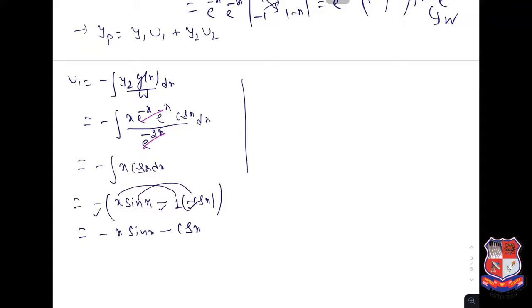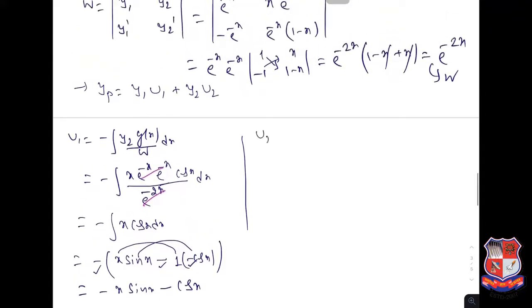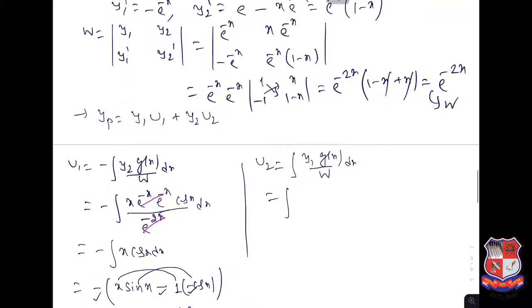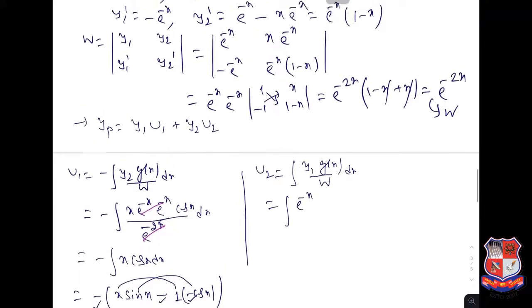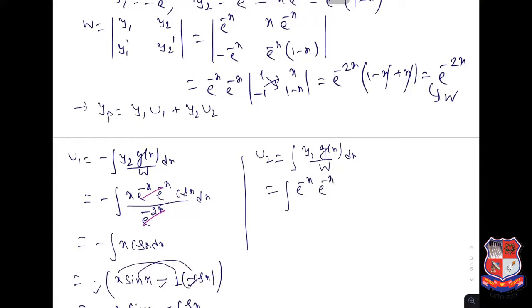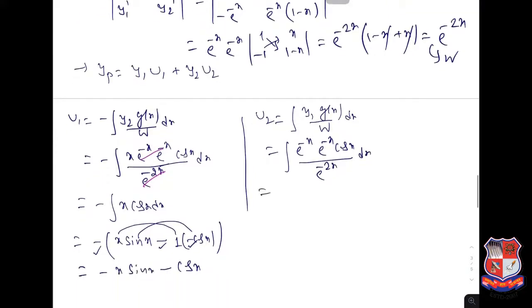Okay. Now u2, that is nothing but integration of y1 gx over w. Now what is y1? y1 is e power minus x. Gx is e power minus x cosine x, and w is e power minus 2x dx. And this is now easy. This is integration of cosine x dx, and that is nothing but sine x.